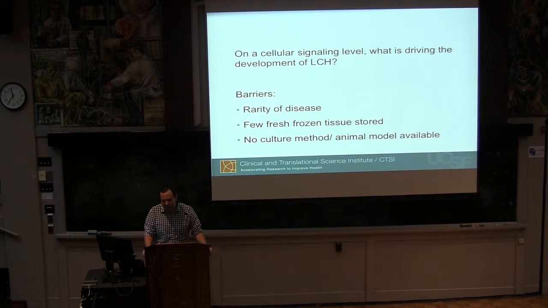I think there are some big barriers in this disease. This is a rare disease first and foremost. A lot of our samples that we have archived over the years are not fresh frozen. These are paraffin embedded, which limits what you can do with them. And I think what really hurts is that they have not been able to culture these cells. We don't have a big bank of cell lines like we do for leukemias and even solid tumors. And again, there's no animal model that can give us some clues as to what causes this disease to develop in the first place.